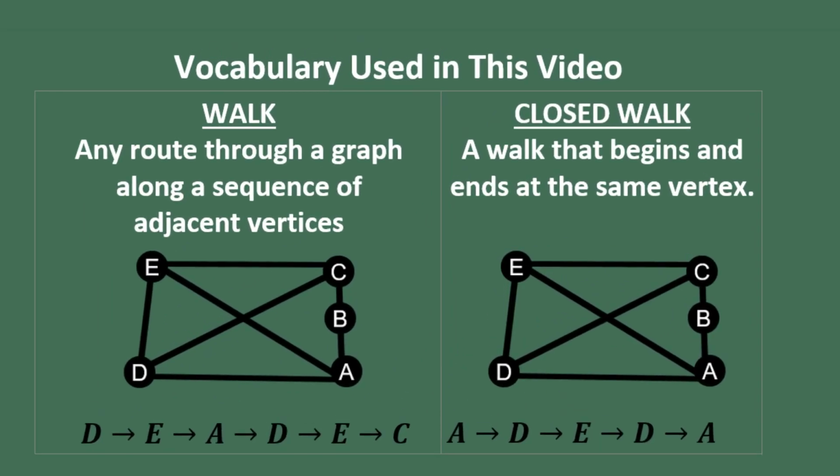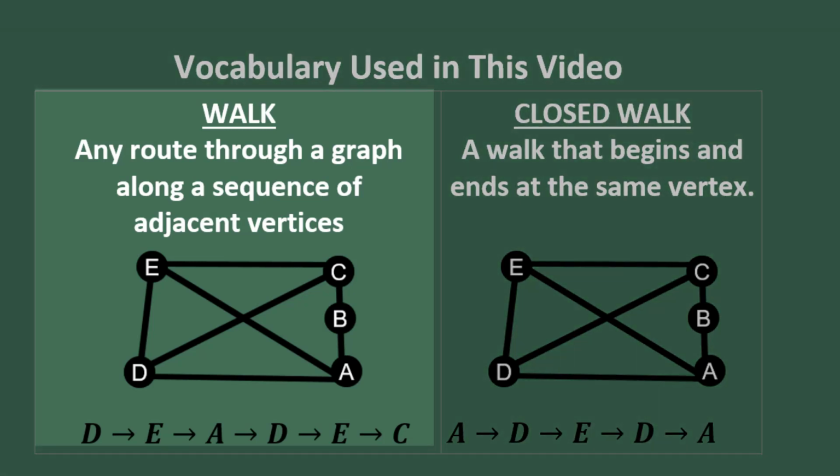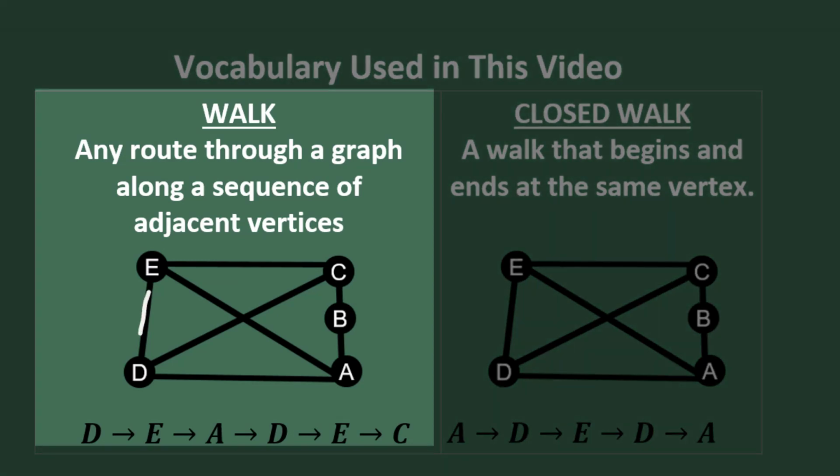The most basic way to navigate a graph is called a walk. A walk is any route through a graph along a sequence of adjacent vertices. On the left, there's an example of a walk. It goes from D to E, and then to A, back to D, back to E again, and then over to C. It's okay for a walk to cover the same edge or vertex twice. The only thing a walk can't do is leave the graph.